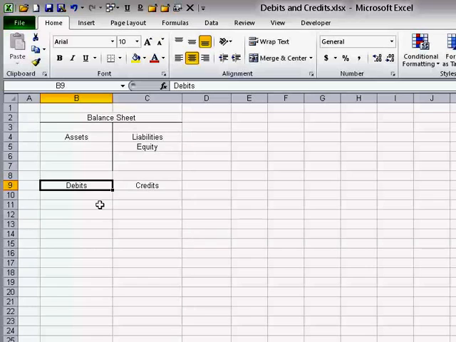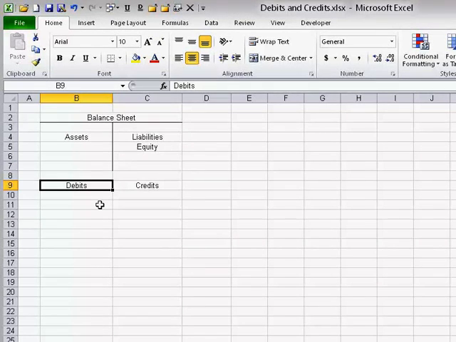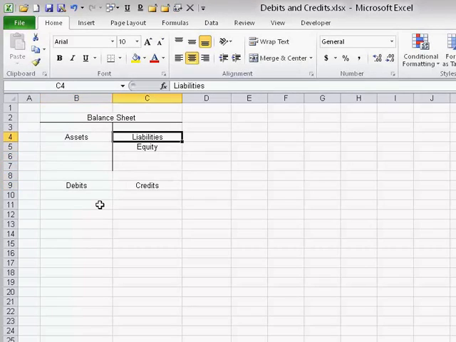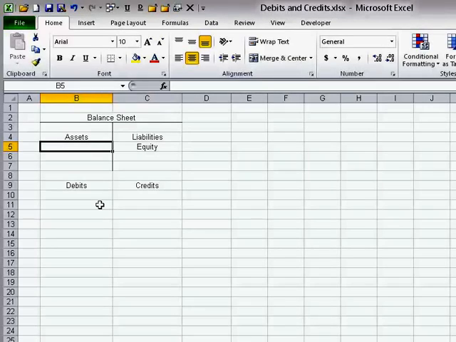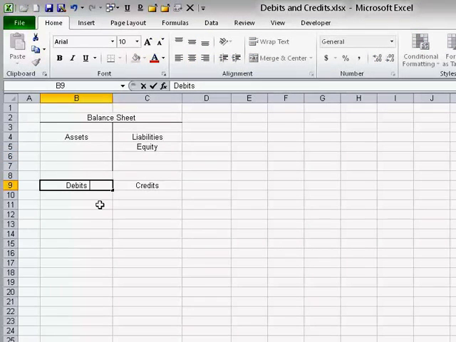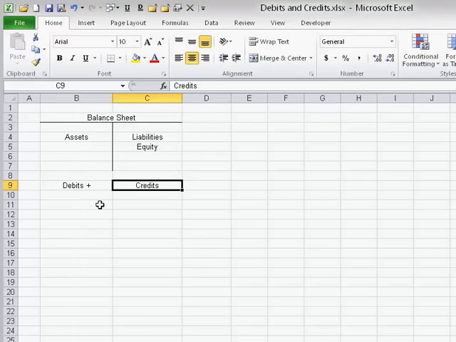Now, if we're on the left side of the equation, and here's our equation, assets equals liabilities plus equity. That's the accounting equation, and it very much mirrors what the balance sheet looks like. Well, we know if we're on the left side, debits will give us an increase. So I'm going to put a little plus sign here. If we're on the right side and we increase liabilities or equity, we'll use the plus side as well.